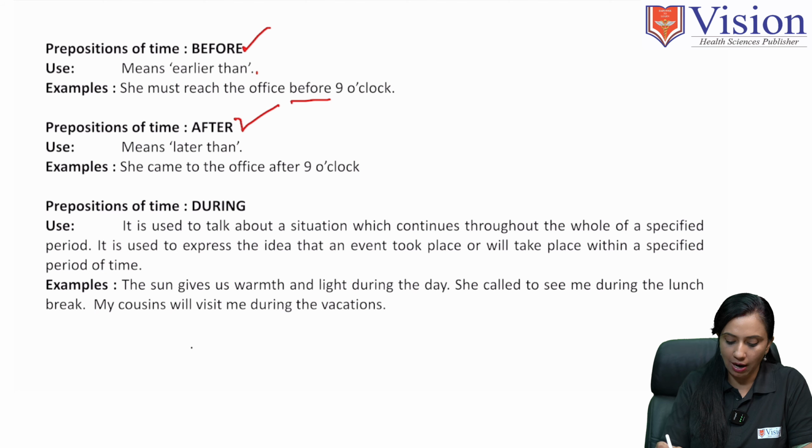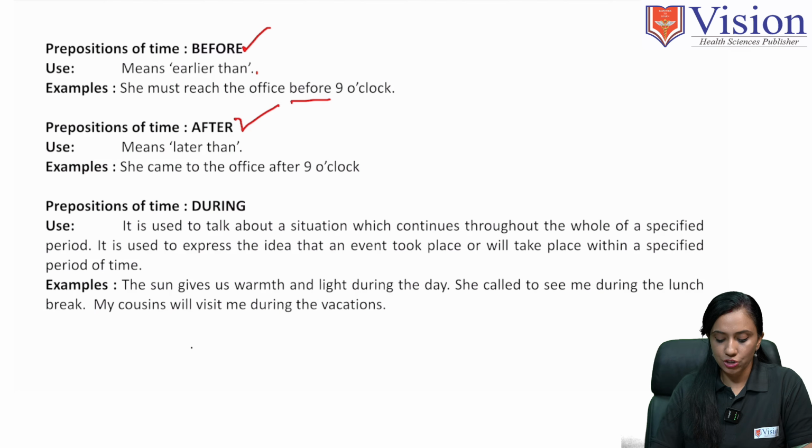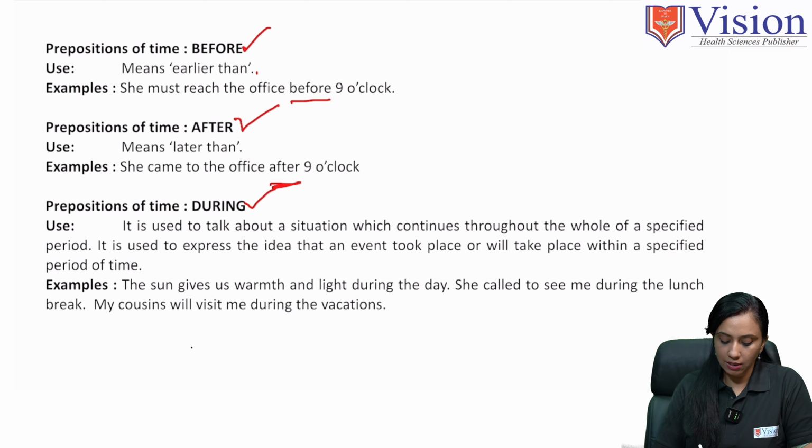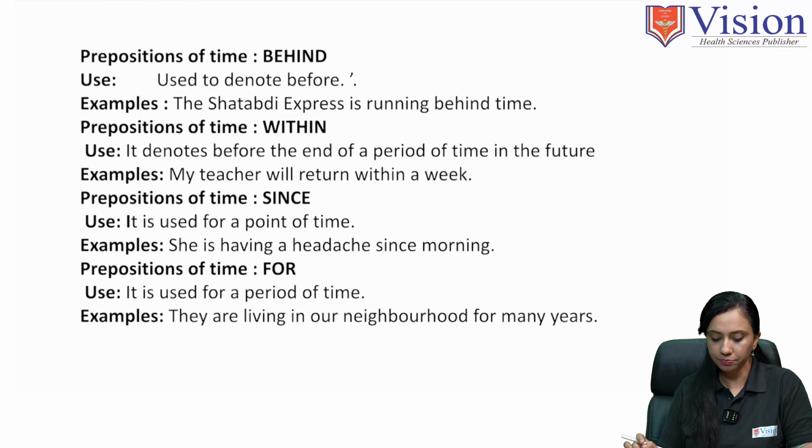Then we have after. It means later than. She came to the office after 9 o'clock. So this is how we are using it. Then we have another preposition of time, that is during. It is used to talk about a situation which continues throughout the whole of the specified period. Like the sun gives us warmth and light during the day. She called to see me during the period of lunch break. So this is how we use during.